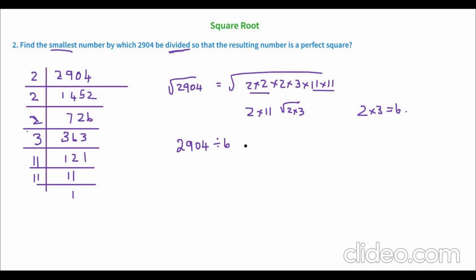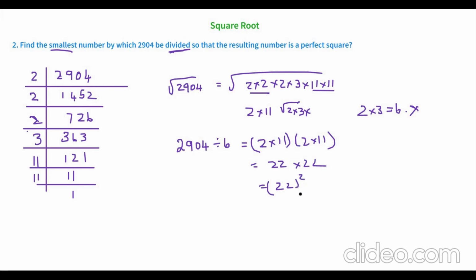So when we divide this by 6, the resultant perfect square could be an easier way to write. We will just write these 2 2's and these 2 11's. We will not write the other 3, and we will skip this because we are dividing. In the previous question we added that because we were multiplying. Now since we are dividing, we will remove this and we will only have 2 times 11 and 2 times 11. So 2 times 11 is 22 times 22, which is 22 square. So the resultant square is 22 square.